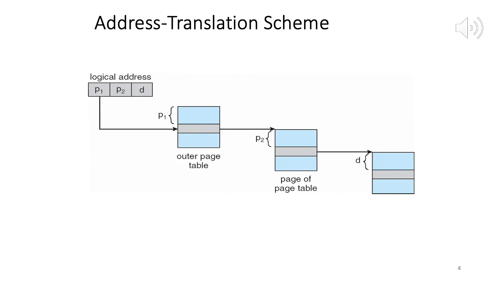Because remember, now we have multiple chunks of page tables scattered throughout the memory at different addresses, and they are non-contiguous, right? So we may have one chunk of the page table starting at address 20,000, other chunk starting at address 5,000, third chunk at 10,000, fourth chunk at 15,000. So what this outer page table will give us is the entry will give us the starting address of the appropriate second level page table.